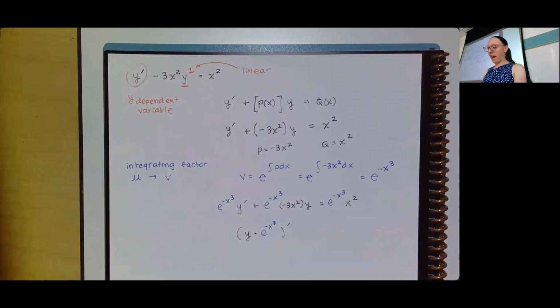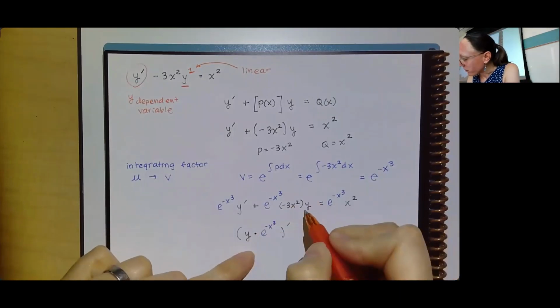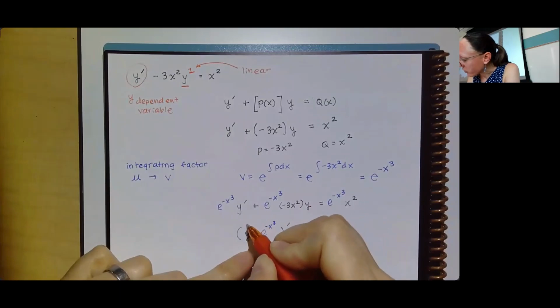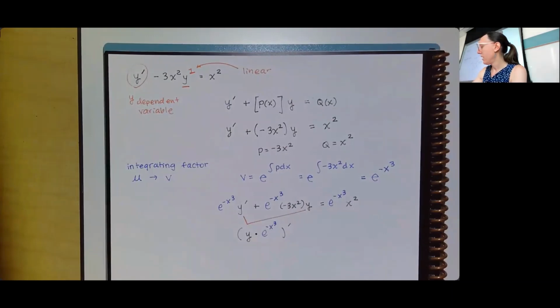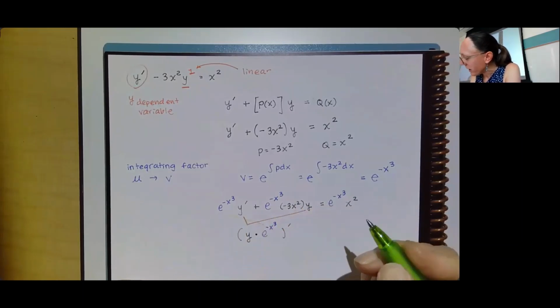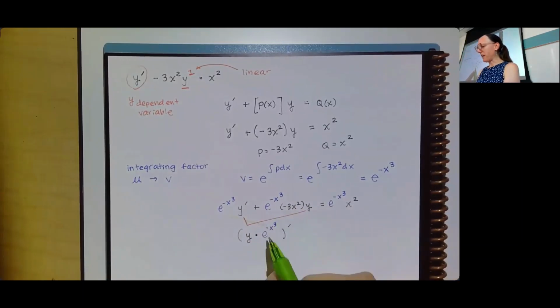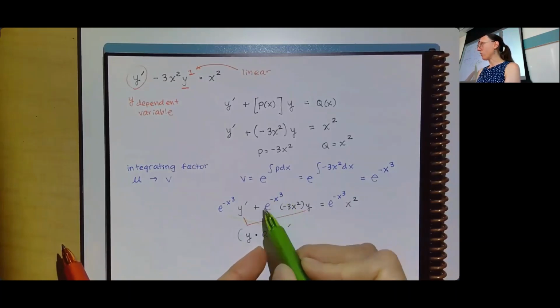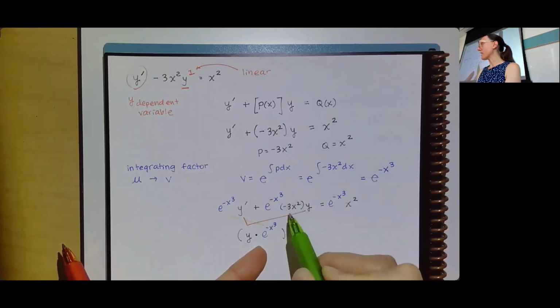So we can pause and check, and if we have done everything correctly, that's what should happen. With my product rule, I had to take the derivative of y and leave the y alone, and I had to leave the integrating factor alone. And if I take the derivative of e to the negative x cubed, I get e to the negative x cubed times, chain rule says, I've got to multiply by negative 3x squared.